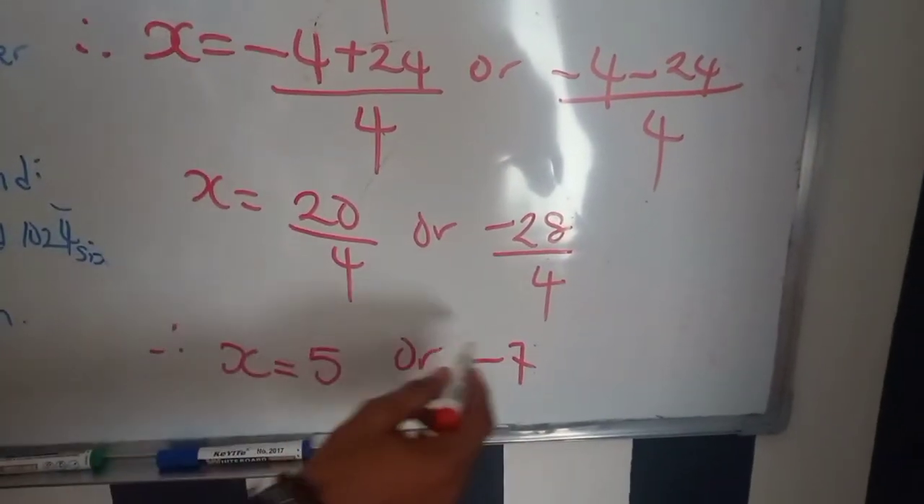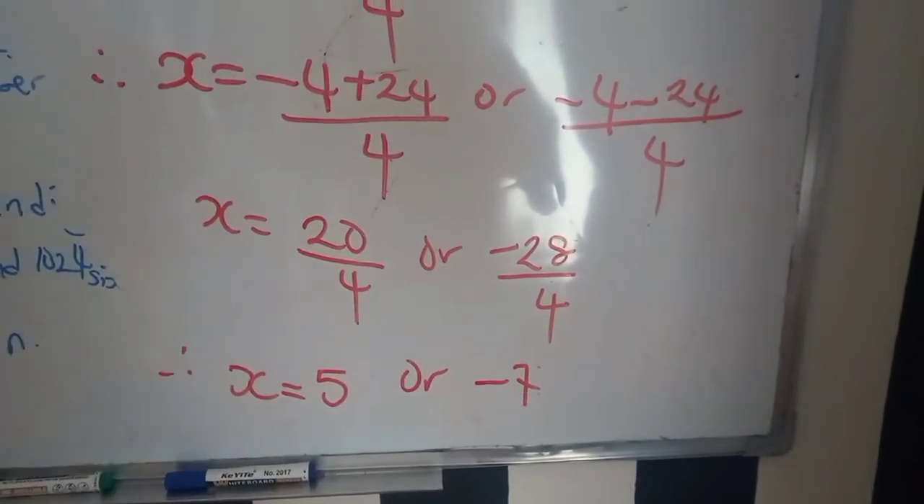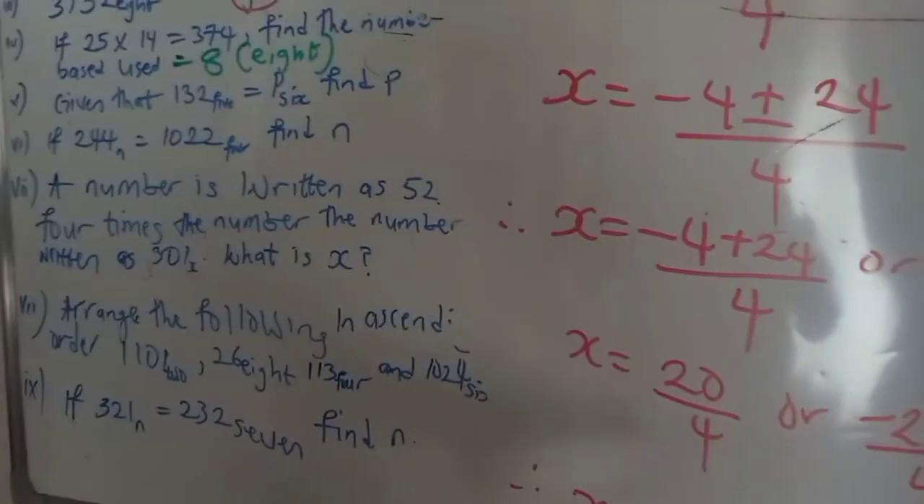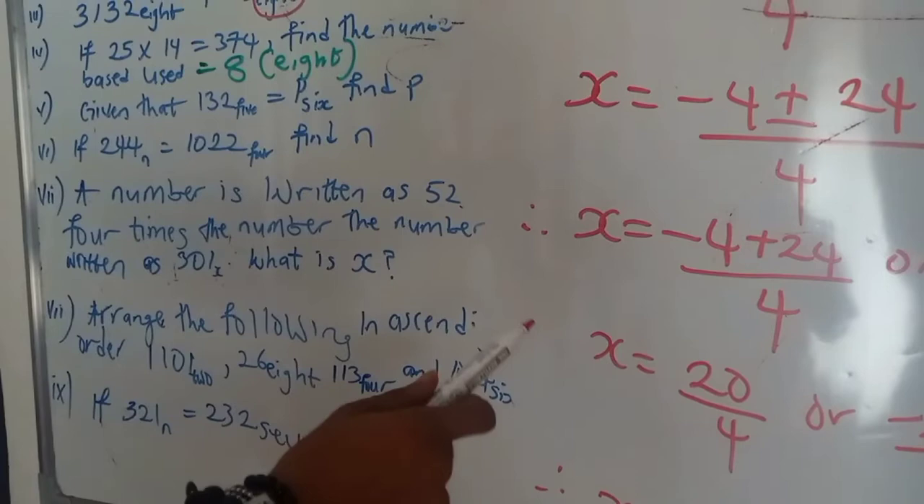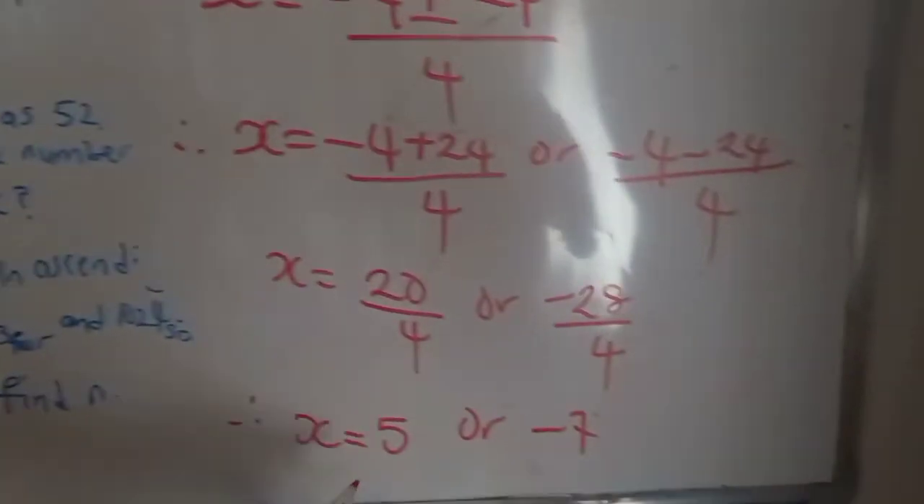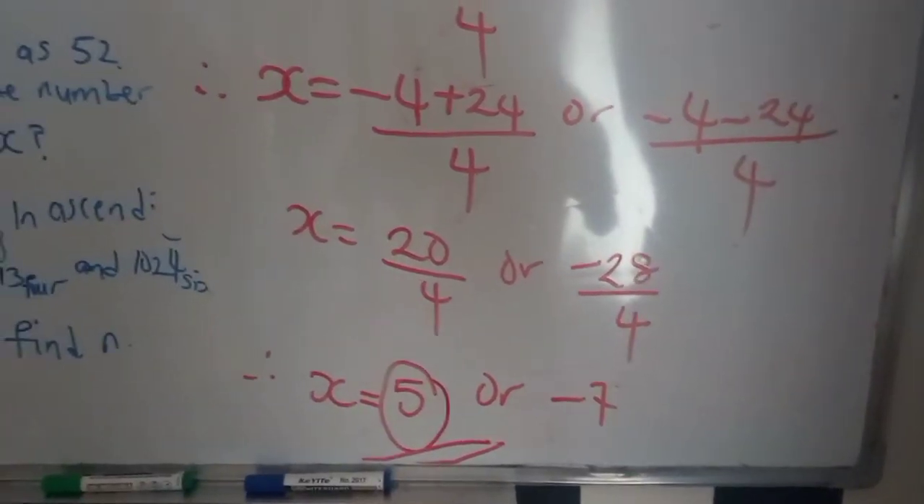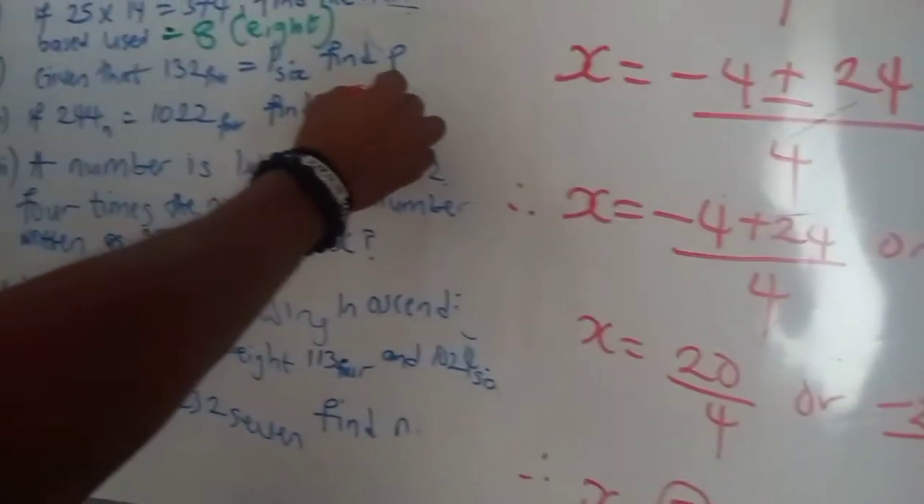I will not pick minus 7 as my n, because n is what? I won't pick my n as minus 7, because it is negative. So all I do, I pick 5. So 5 is my answer. So your n is 5.